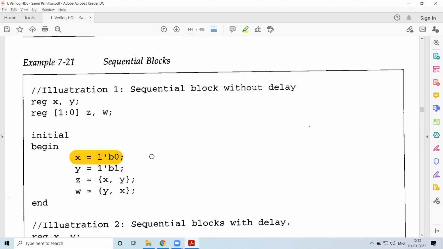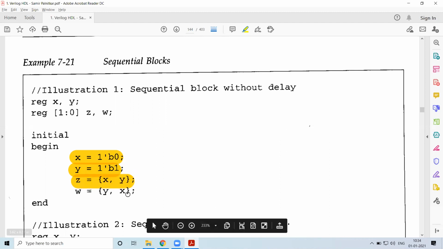So x is equal to 0 at 0 time unit, but all start the execution at 0 time unit. Once x is executed, it goes to the next, which is a very fast process. After that, y will definitely be 1. Since x and y have specific values now, z will be executed. X is 0 and y is 1, so 0, 1 concatenated in decimal turns out to be 1. So z will be 1, it is confirmed. Then w is 1, 0 concatenated, which is binary 10, and in decimal it turns out to be 2.